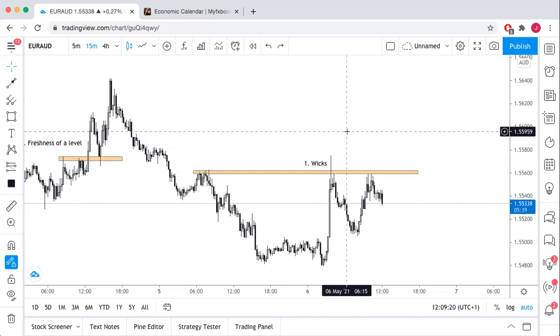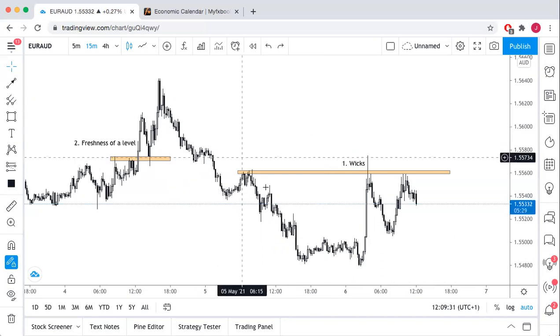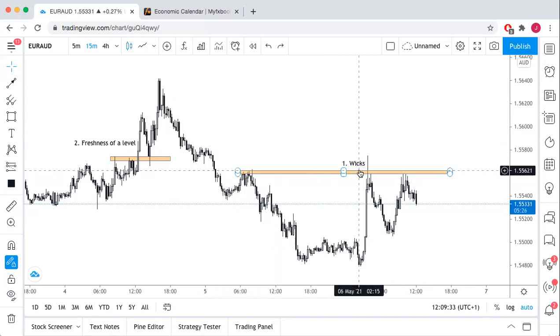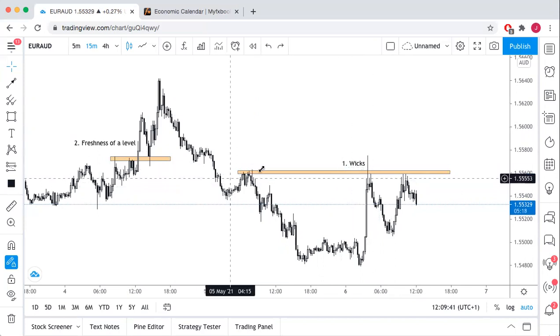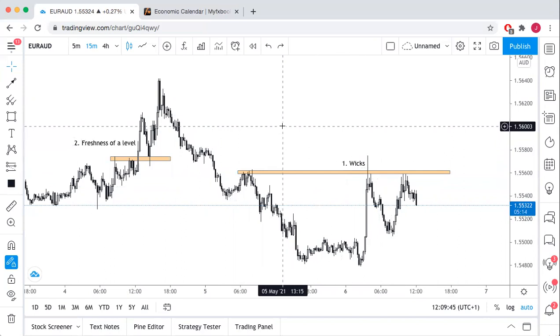Next, we have the freshness of a level. This means basically whether or not a level has been tapped a ton of times. Sometimes in the market, you'll notice that price tends to tap levels a lot. So for example, here, this region or this level, yes, we had these big wicks, but then it taps it again. This is not a fresh level. It's been tapped, as you can see, 3, 4 times, 5, depending on if you count the wicks as well. It's been tapped a lot of times, basically.